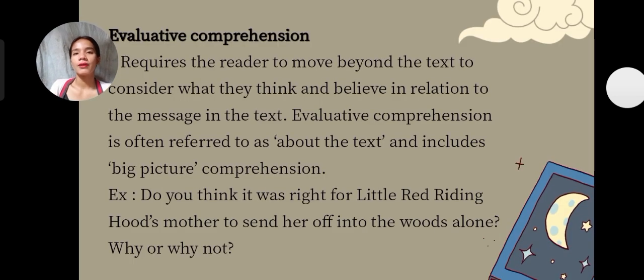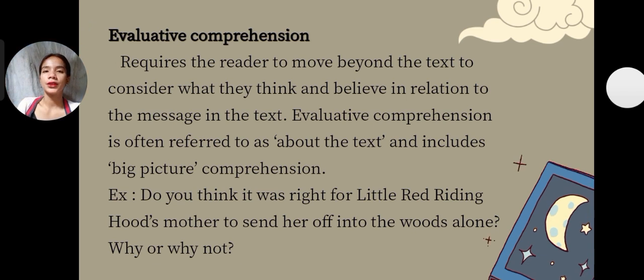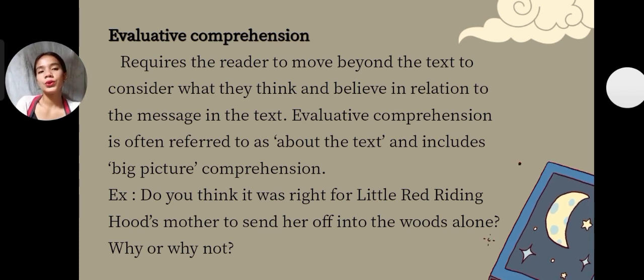So next level is the evaluative comprehension. When we say evaluative comprehension, it requires the reader to move beyond the text to consider what they think and believe in relation to the message in the text. This evaluative comprehension is often referred to as about the text or beyond the text, and includes big picture comprehension. For example, do you think it was right for Little Red Riding Hood's mother to send her off into the woods alone? Why or why not?